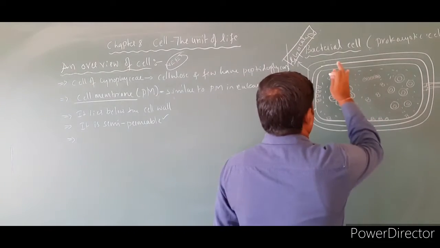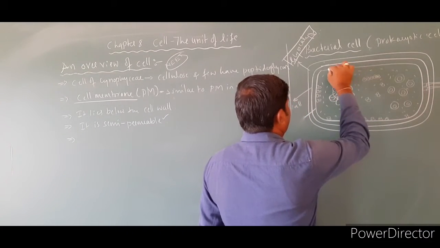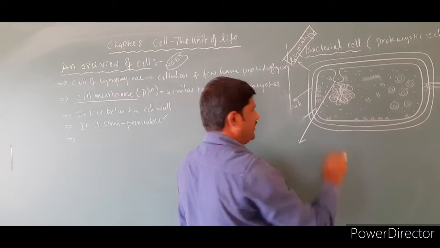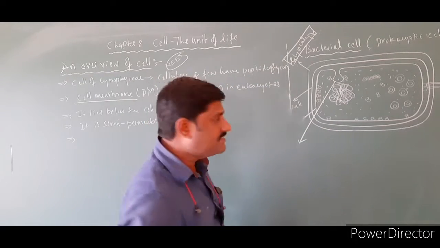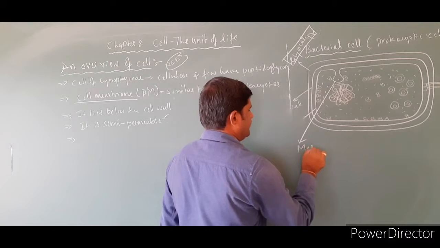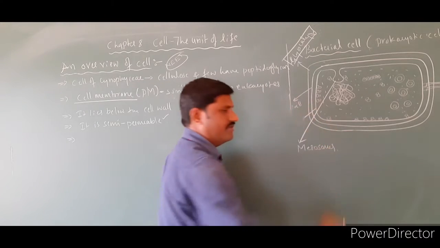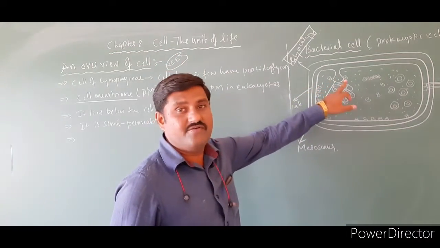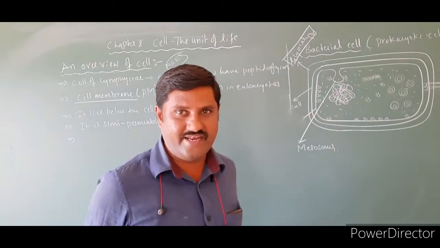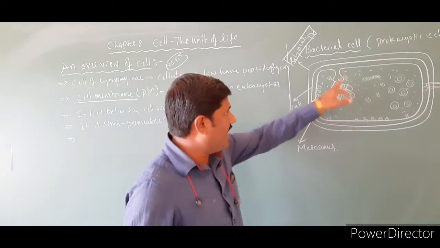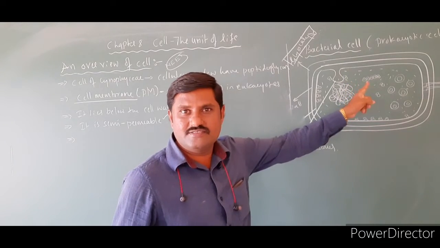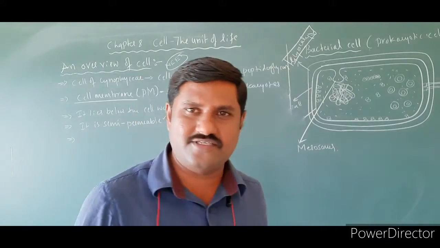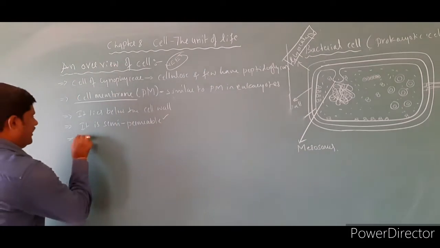Sometimes this cell membrane itself makes some invaginations, and such invaginations made by the cell membrane are called mesosomes. I might have drawn this already, but it doesn't create any interest. See here, when I bend like this, now you will come to know this structure very clearly, that is mesosomes. This is one of the unique features of the bacterial cell or the prokaryotic cell.